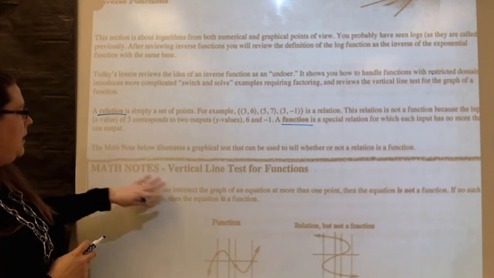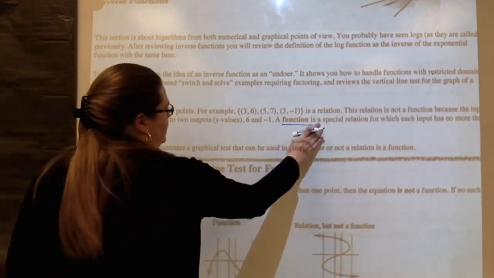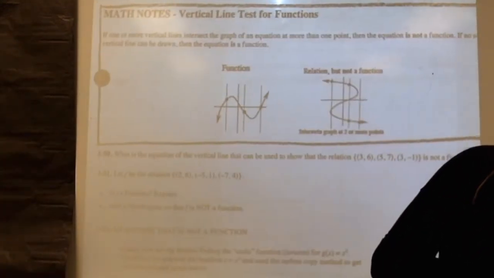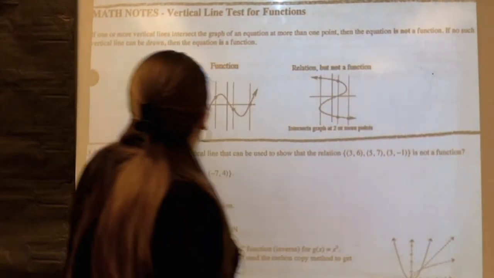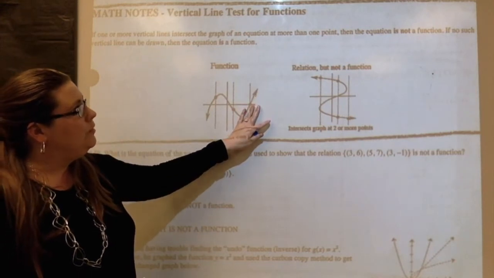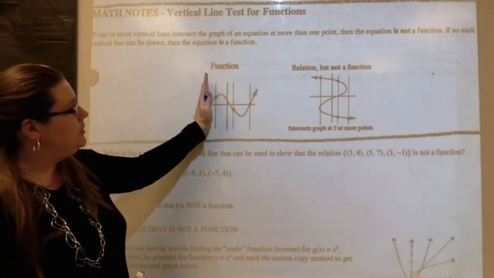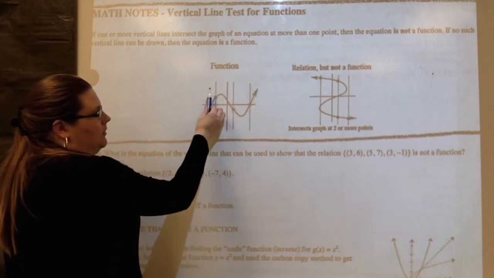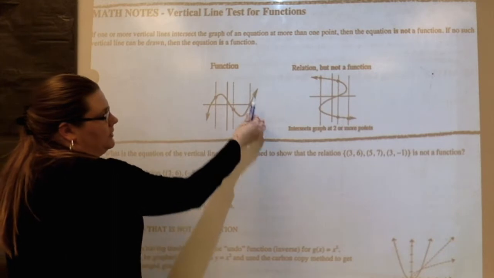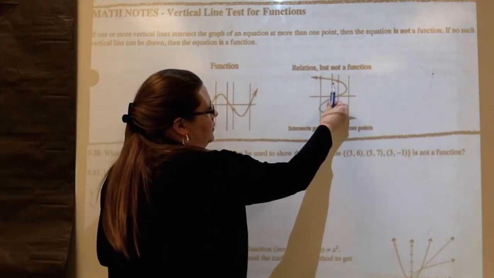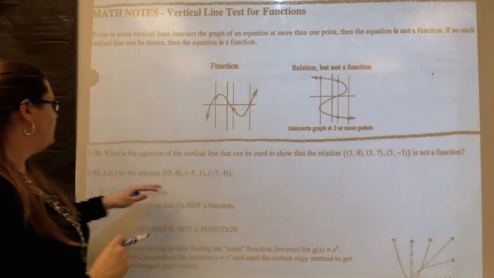So the vertical line test is something else that we talked about today that you can use to identify a function. The math notes below talks about the vertical line test, which should be a review to you as well, but let's take a peek at it. The vertical line test for functions. This says if one or more vertical lines intersect the graph of an equation at more than one point, then the equation is not a function. So this is a function. Remember, you can drag your pencil across the paper and see if the pencil crosses the graph more than once. This is not a function because here the pencil crosses at 2 places, here it crosses at 3 places, and so on and so forth.